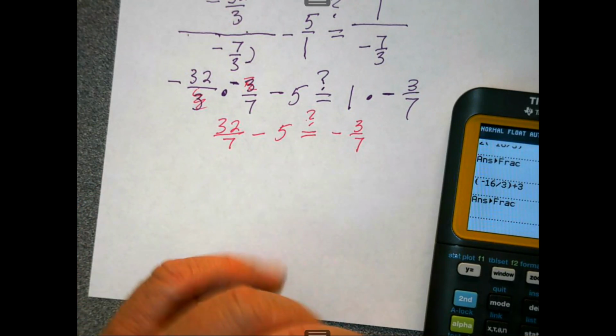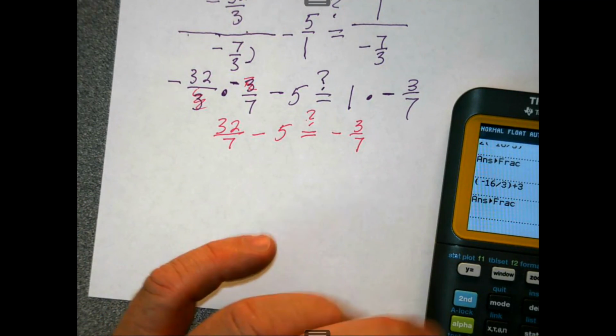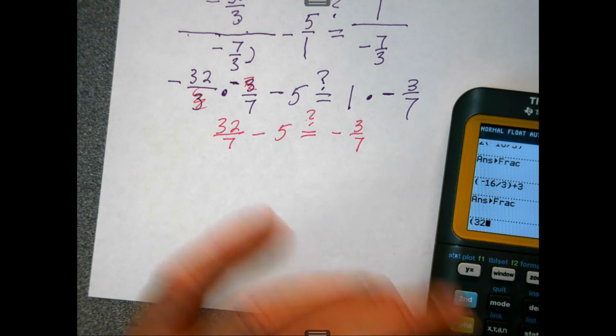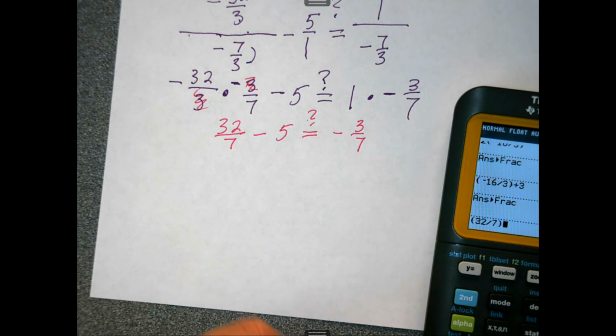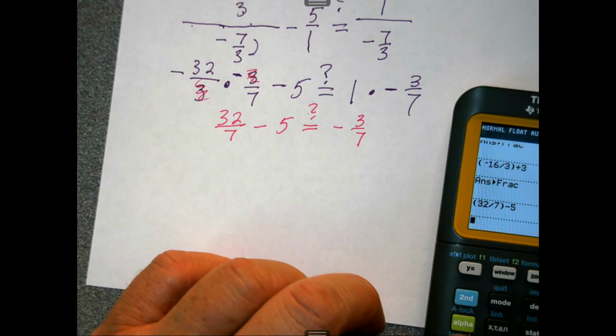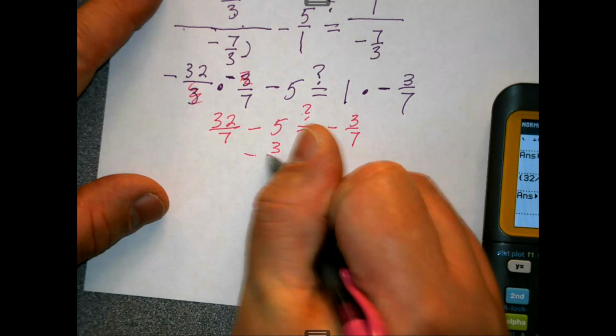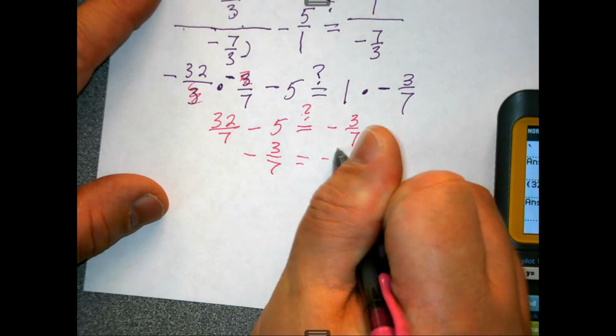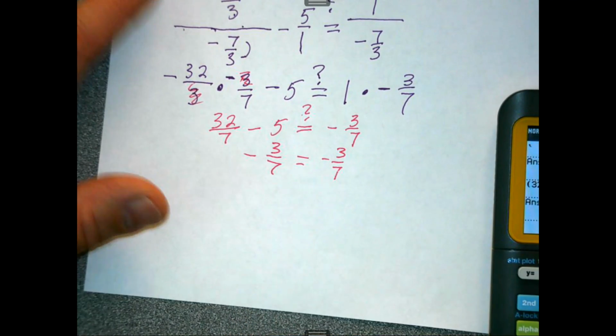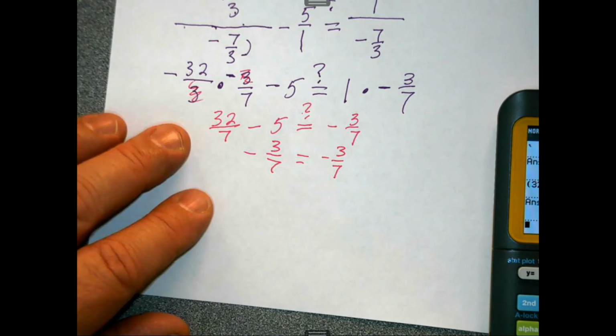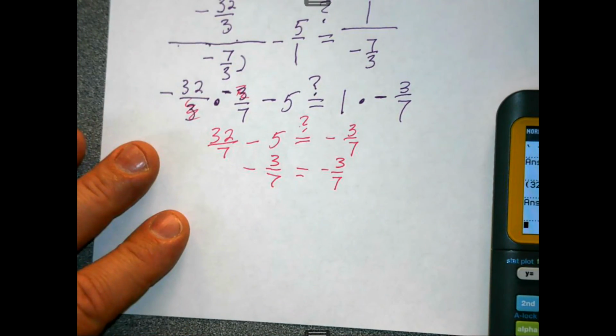What do you guys think? Or don't you at this point? 32 divided by 7 minus 5. Enter, math, enter, enter, and it equals negative 3/7. How about that? So our answer of negative 16 thirds checks.